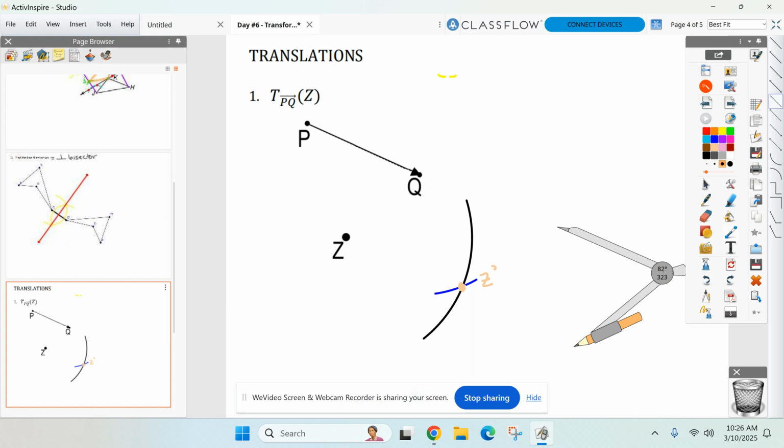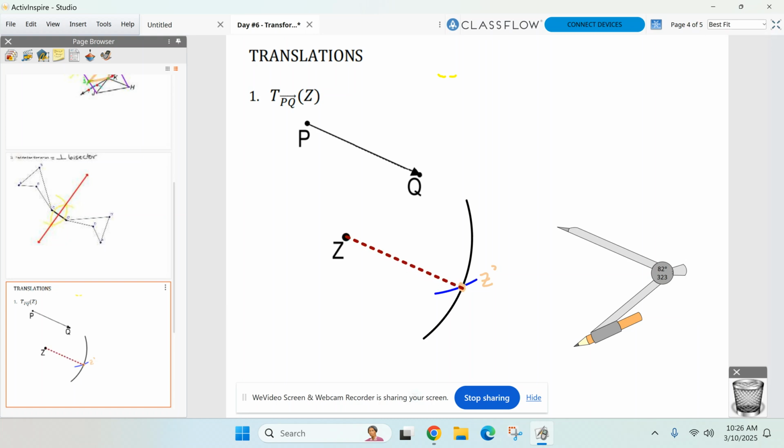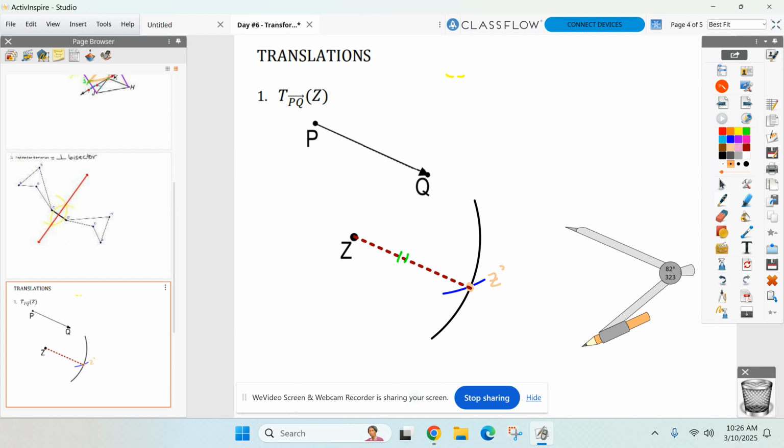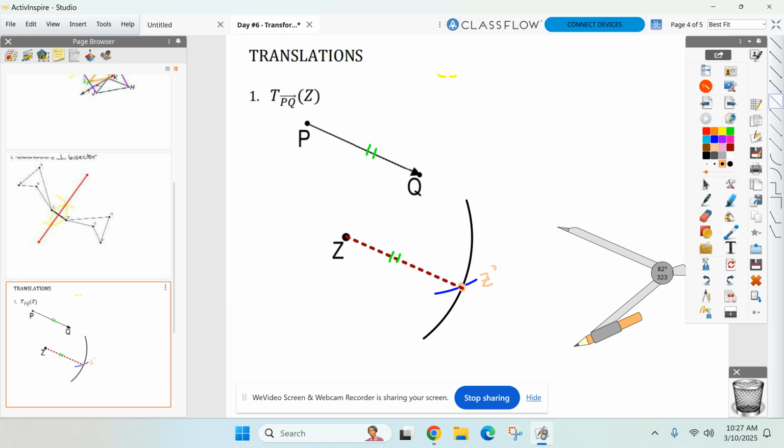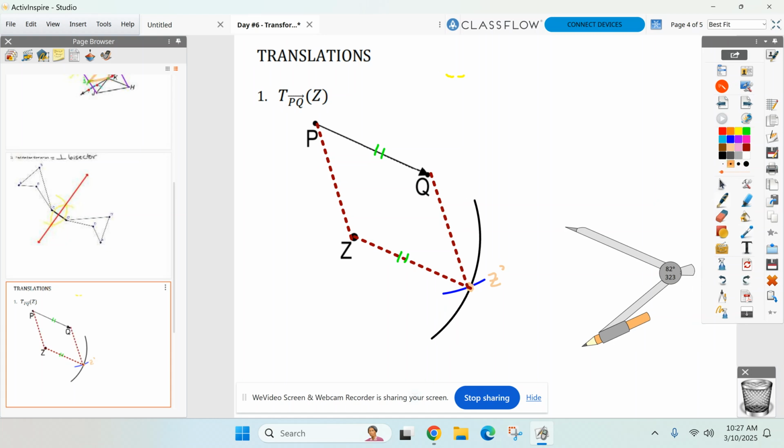What was the first thing I told you to do? Measure PQ. So does everyone agree PQ and Z to Z prime are both congruent to each other? Everyone agrees. All right. Next thing we did. What did I have you measure? P to Z. I had you measure P to Z, and then you put your compass point on Q. So does everyone agree? P to Z, same distance as Q to Z. Can we all agree on that part?